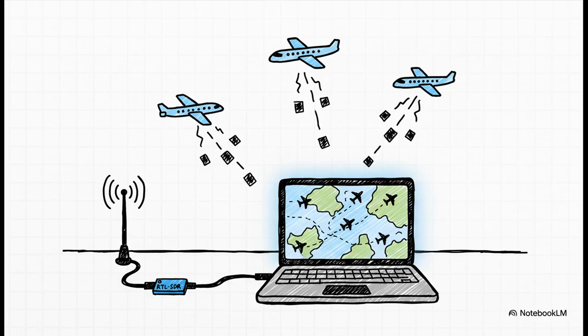Seriously, planes are constantly broadcasting their location, their altitude, their speed, all in one frequency, 1090 megahertz. Your little RTL-SDR can pick up those signals, and special software can plot them on a live map of the sky right above your head. It's like having your own personal air traffic control tower. It's amazing.